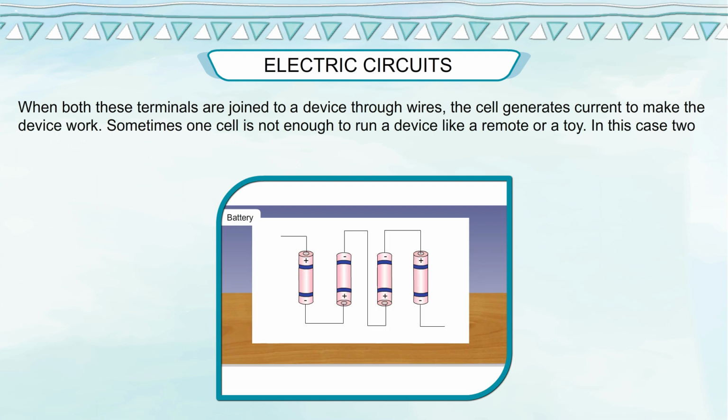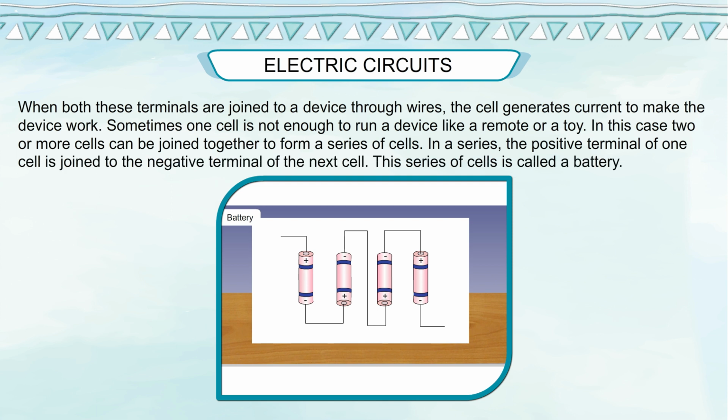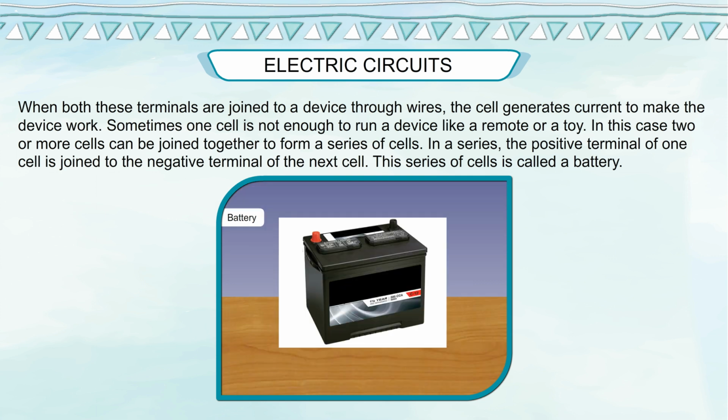Sometimes one cell is not enough to run a device like a remote or a toy. In this case, two or more cells can be joined together to form a series of cells. In a series, the positive terminal of one cell is joined to the negative terminal of the next cell. This series of cells is called a battery.